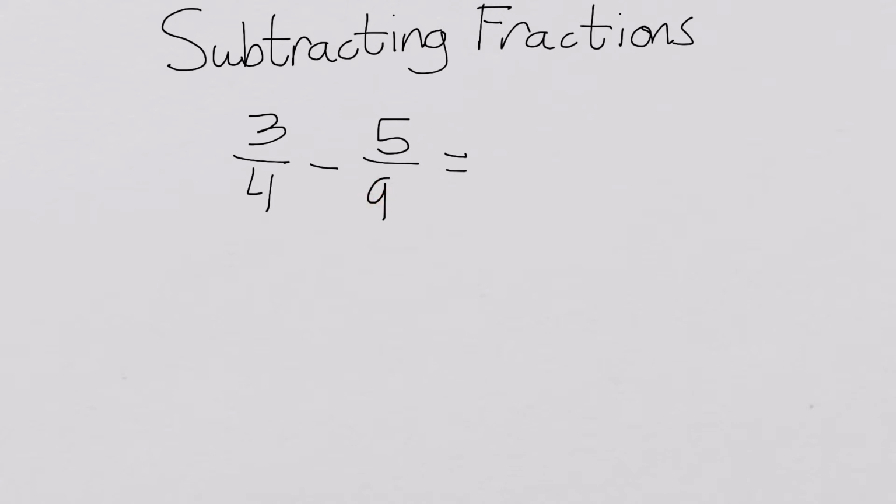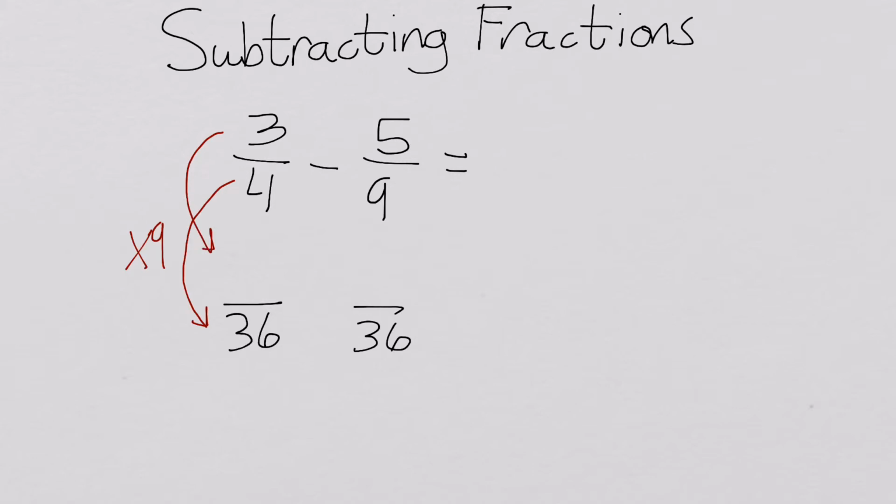So, knowing my multiples of 4 and 9, I know that the smallest multiple that they have in common, their least common multiple, is going to be 36. So that's going to become my common denominator between the two. But now we need numerators. So think to yourself, 4 times what gets me 36? And hopefully you say 9. So 4 times 9 gets me 36, and whatever I do to the denominator, I do to the numerator. So 3 times 9 gets me 27.